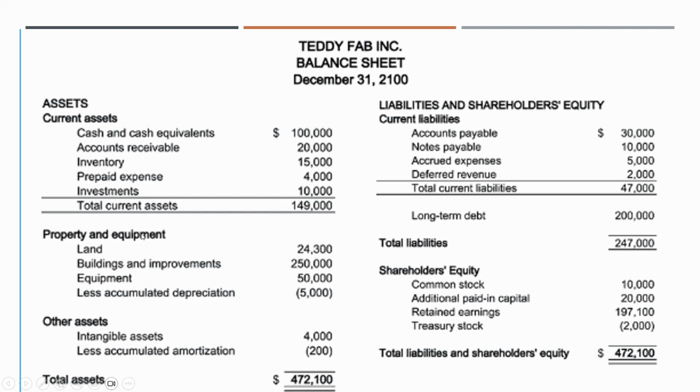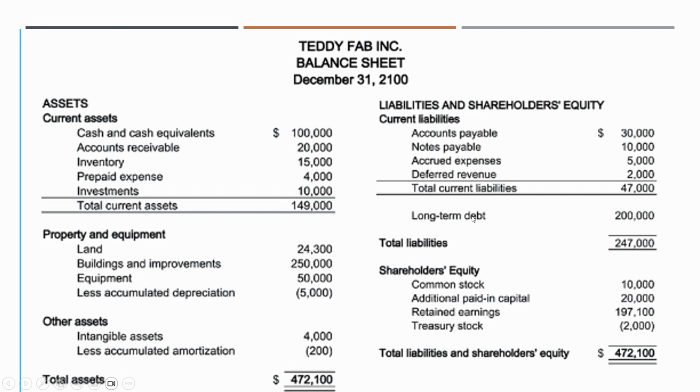Then our PPEs, property and equipment, like land, which is not meant for resale. It's a fixed asset or part of PPE, the building, and every equipment. There are other non-current assets which are also intangible assets, like if we have patents and all that. They are assets, but they are not meant for resale and they are going to be there for long. So we add all together, as you can see from here, we have $472,100 as a total asset.